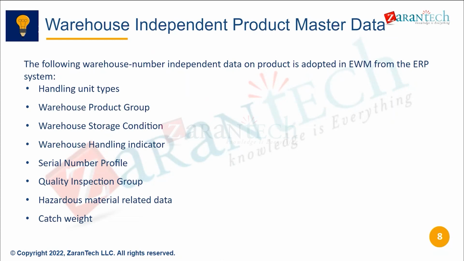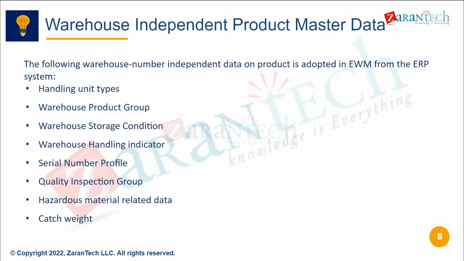Now, as I told you, the warehouse independent product master and warehouse dependent product master tabs are available. There are some settings which can be used to handle the product in the EWM system, and that should be irrespective of your warehouse. This will be adopted in EWM from the ERP system itself.